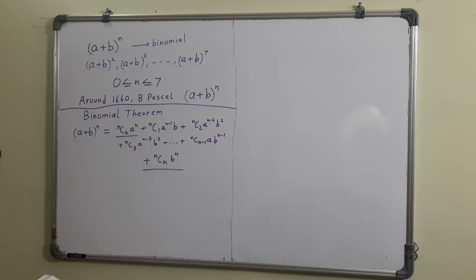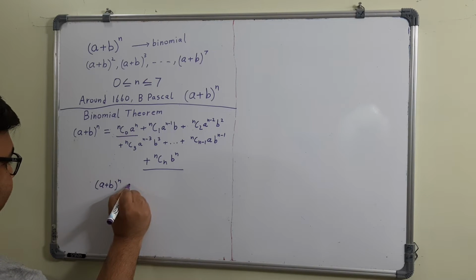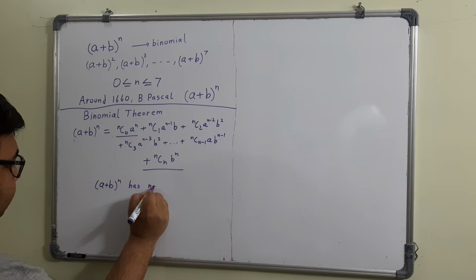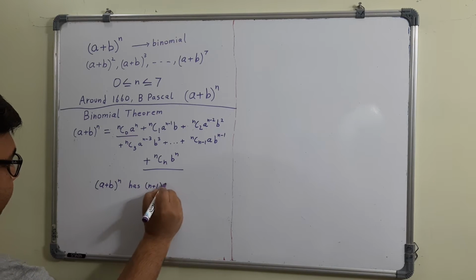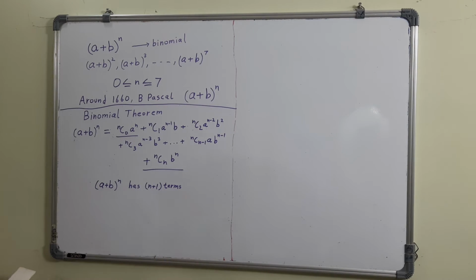So we can see that (a + b)^n has n plus 1 terms.